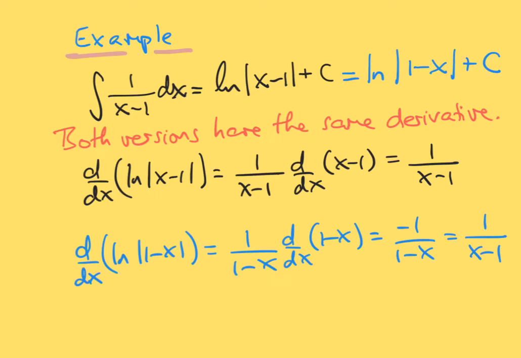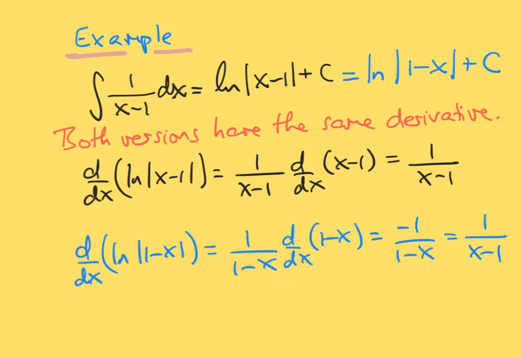So the example I want to look at here is the integral of 1 over x minus 1 with respect to x. And that gives us the logarithm of the modulus of x minus 1 plus an integration constant. But if I multiply x minus 1 by a minus sign, its modulus is unchanged. So this is exactly the same as the logarithm of the modulus of 1 minus x plus a constant. And you can see very easily that both versions have the same derivative.